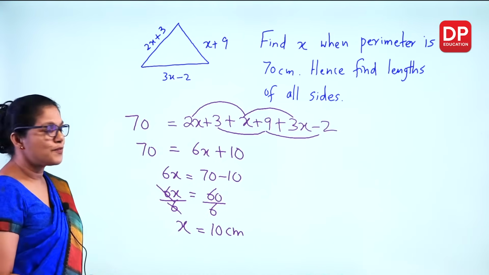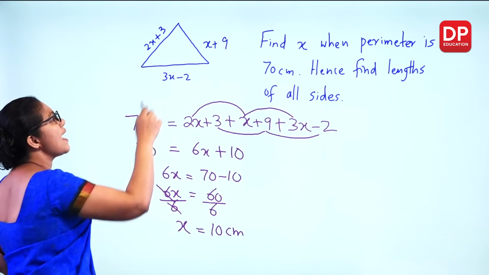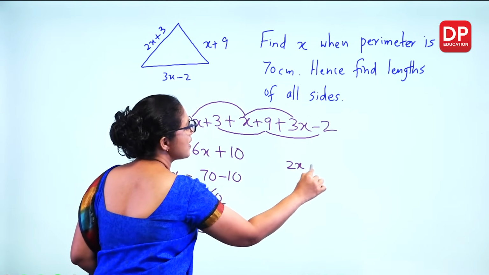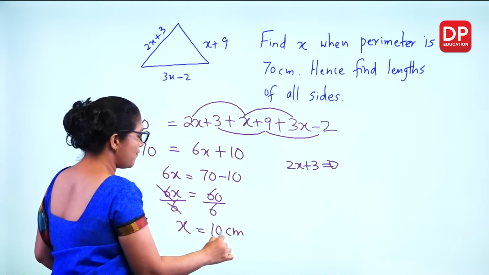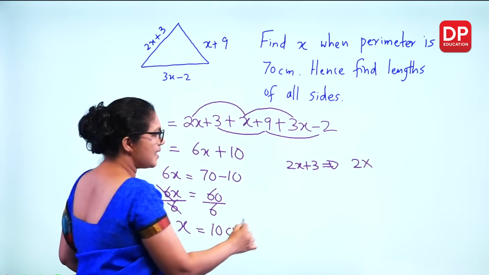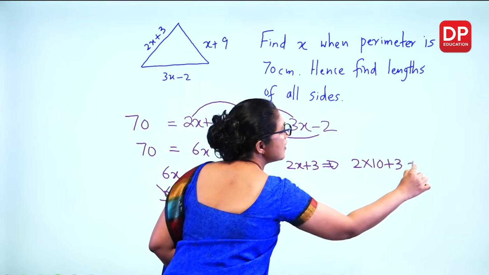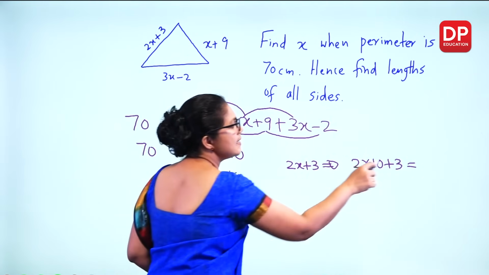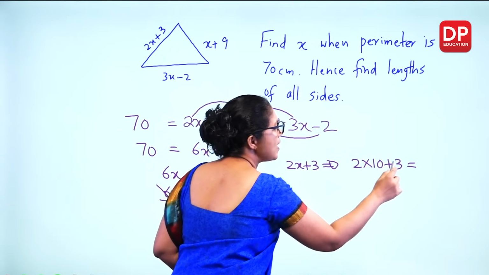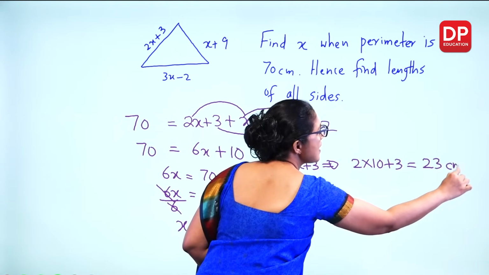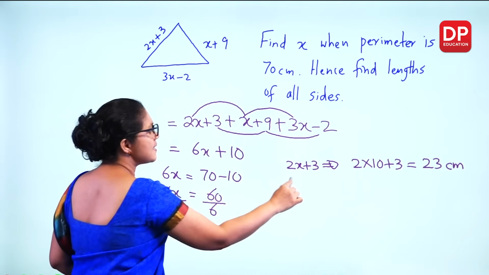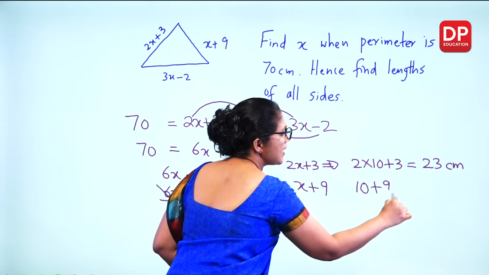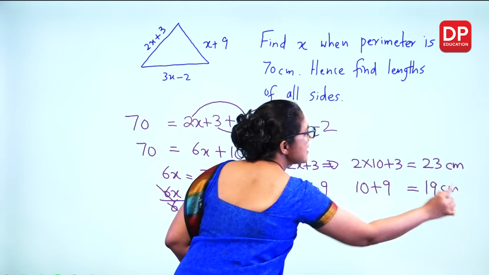Now we found out x, but they are asking for all lengths. So here you can substitute the x value in these expressions and find out the other lengths. So we'll take the first length, 2x plus 3. So you can just substitute the value. 2 times x, x is 10 now. 2 times 10 plus 3. So according to BODMAS, make sure that you multiply the numbers first and then add this number. So 10 times 2, 20. 20 plus 3 is 23. So one side is 23 centimeters. What's the next one? You get x plus 9. So x is 10, 10 plus 9. So what's the answer? 19 centimeters.